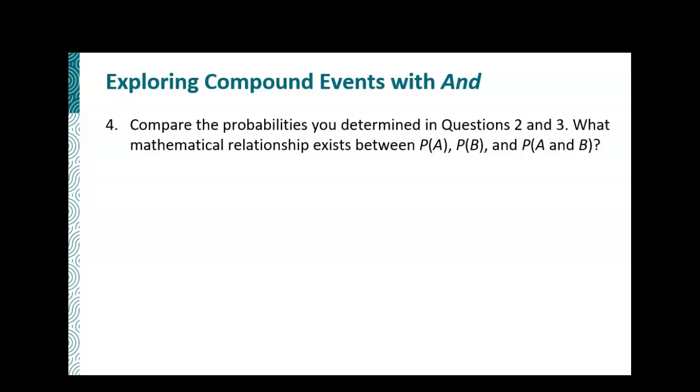Okay, listen, compare the probabilities between question 2 and 3. So number 2 was the one we did together, number 3 is the one you did on your own. What mathematical relationship exists between those 2 events? What did we do? We multiply. Do you know what you call that in math? Start with the P. Product. Product rule. It's just a fancy word of saying multiply. Okay.